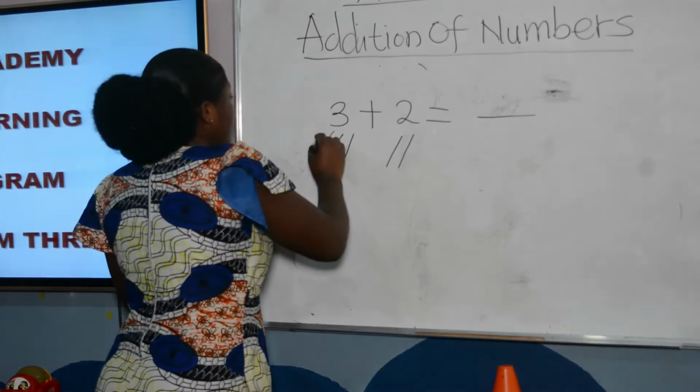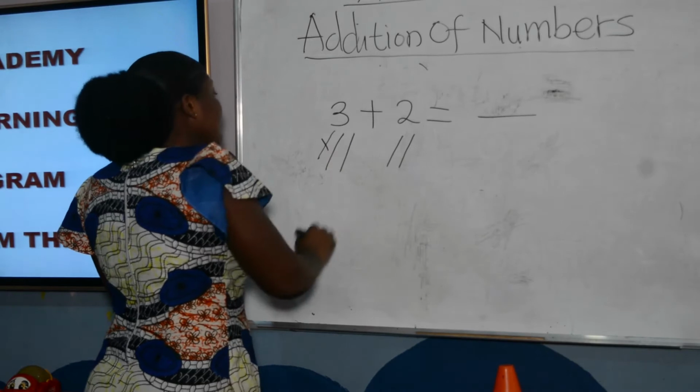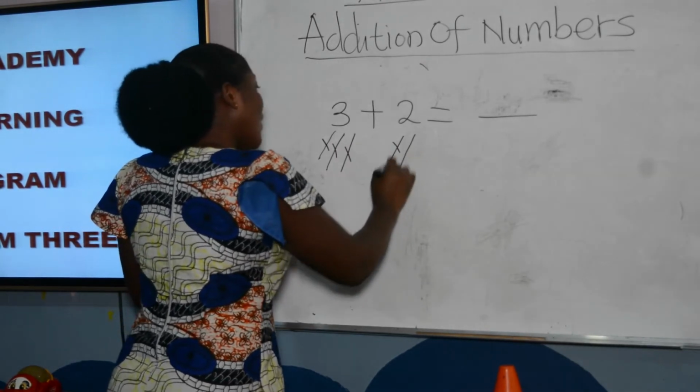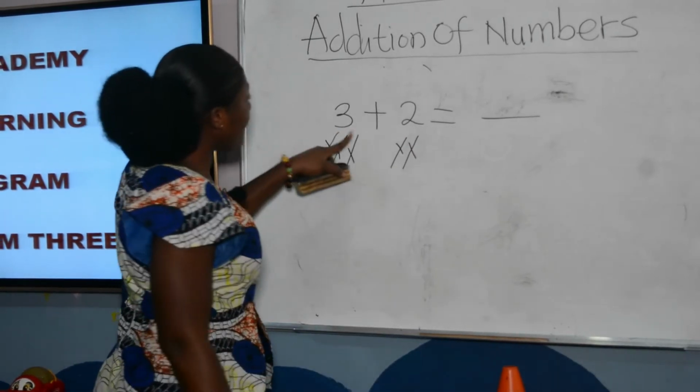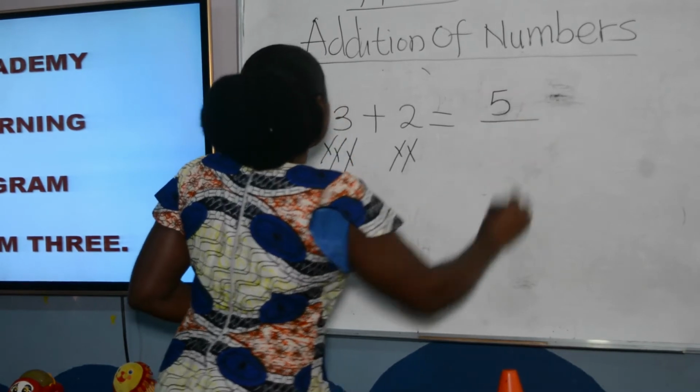So now let's count it. You count it by crossing the strokes. So let's go. 1, 2, 3, 4, and 5. So 3 plus 2 will give you what? 5. Very good, guys. Now let's do this one.